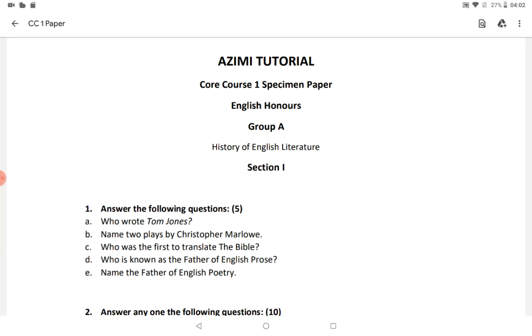This is a new initiative by Azimi tutorial wherein we will be providing important lectures for the students pursuing English Honours, English General and students of ICSC and ISC. With the exams for the University of Calcutta around the corner, we decided to come up with a sample question paper, and we are confident that you will find a lot of similarities between this sample question paper and your end semester examination. So without further ado, let's dive into it.